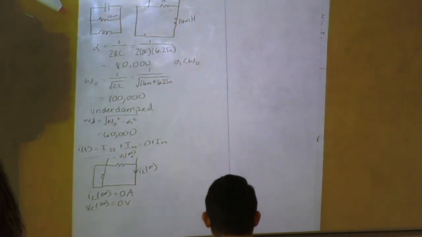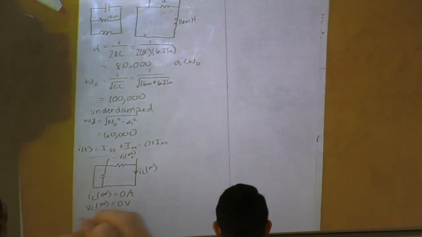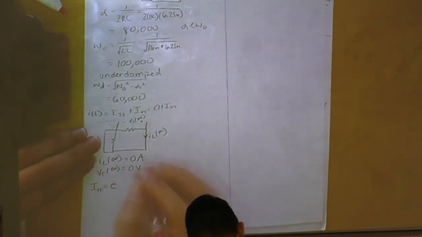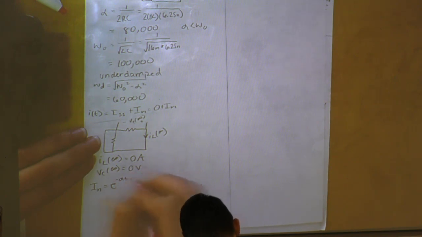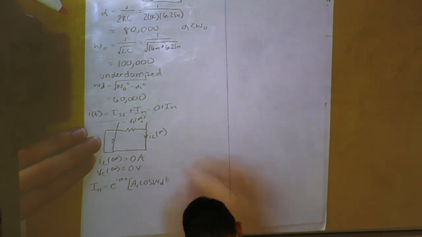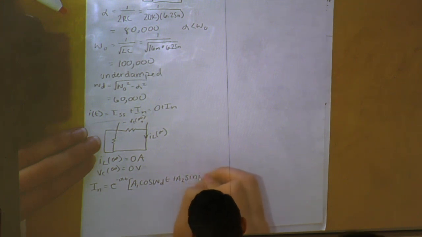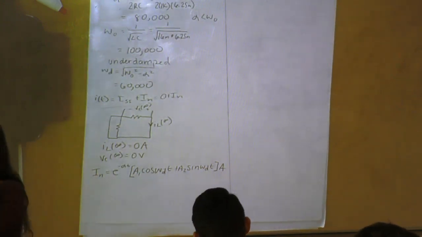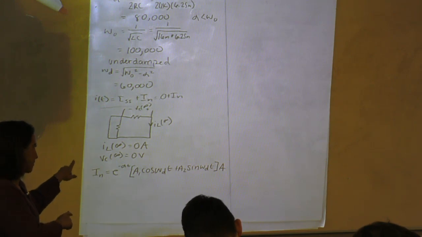And for underdamped circuits, the equation for our I natural is e to the negative alpha t times A1 cosine omega d t plus A2 sine omega d t. This will be in amps. Does anyone have a question about that equation? Everyone knows this is familiar, right?